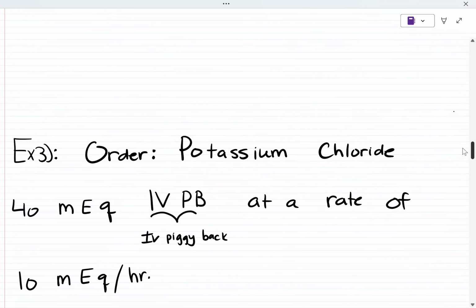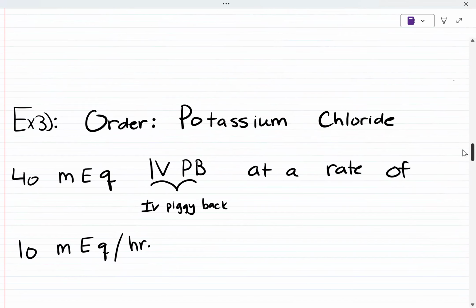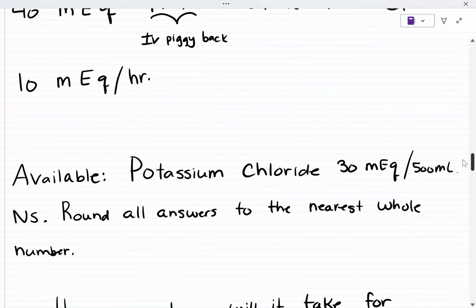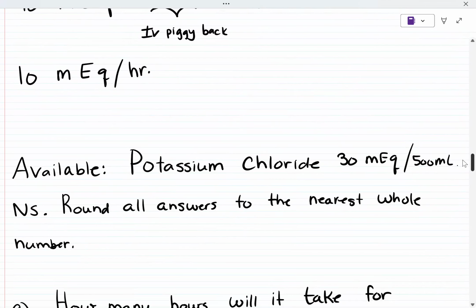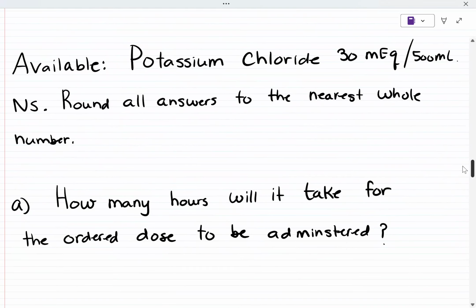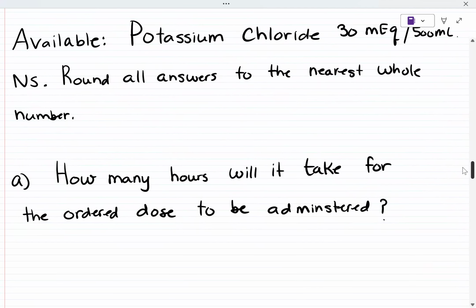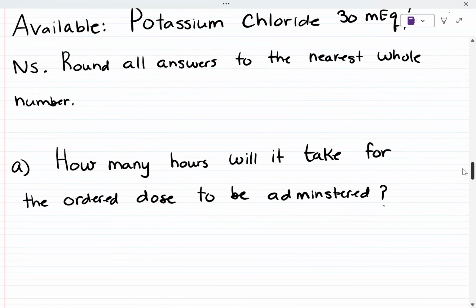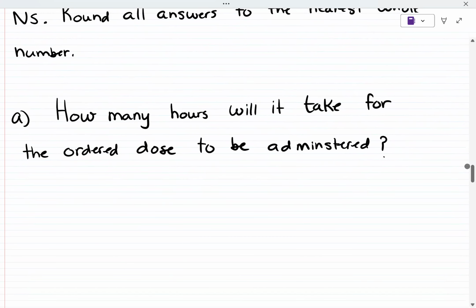So we have an order. Let me read this again. We have an order of potassium chloride 40 mEq IV piggyback at a rate of 10 mEq per hour. And our availability is potassium chloride 30 mEq per 500 milliliters NS. Round all answers to the nearest whole number. Question A says, how many hours will it take for the ordered dose to be administered? Our final unit has to be in hours.